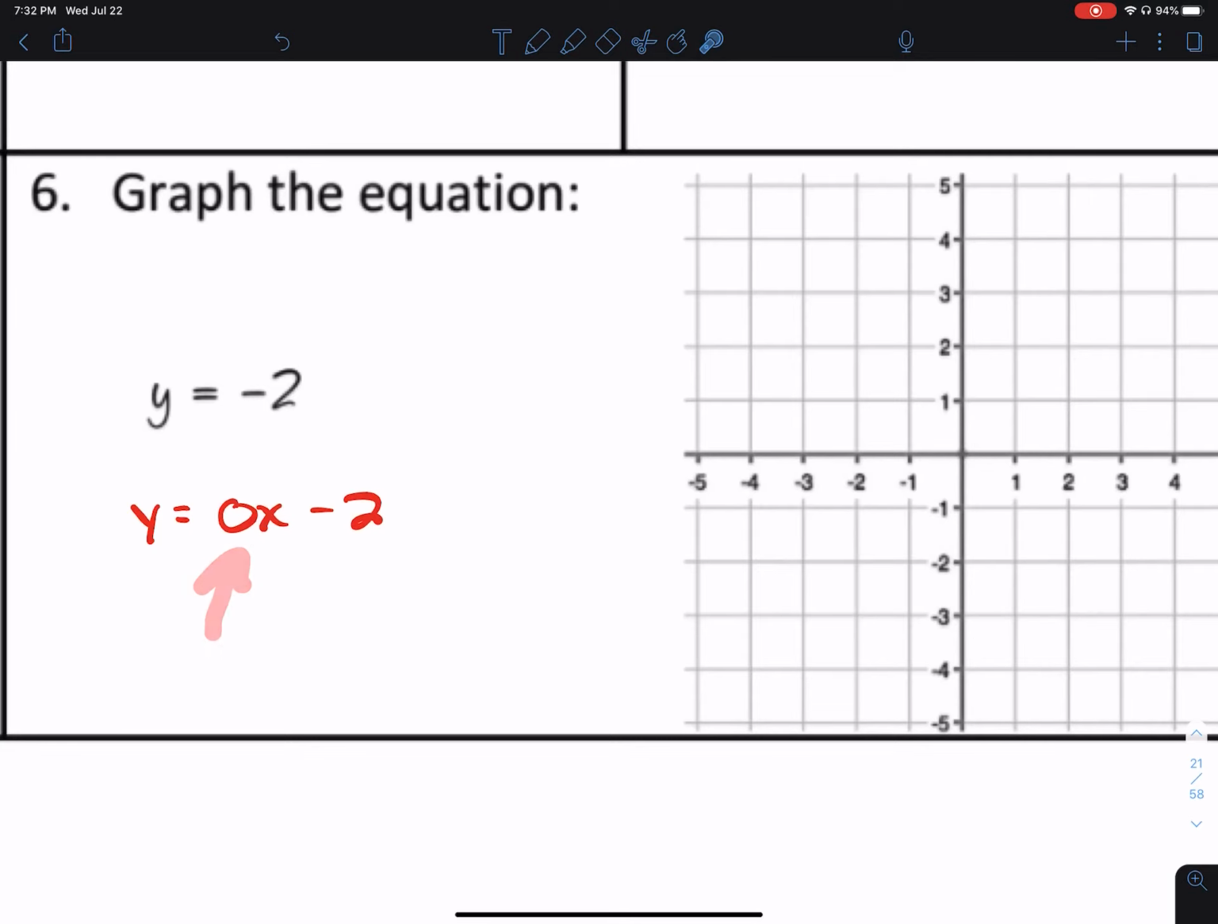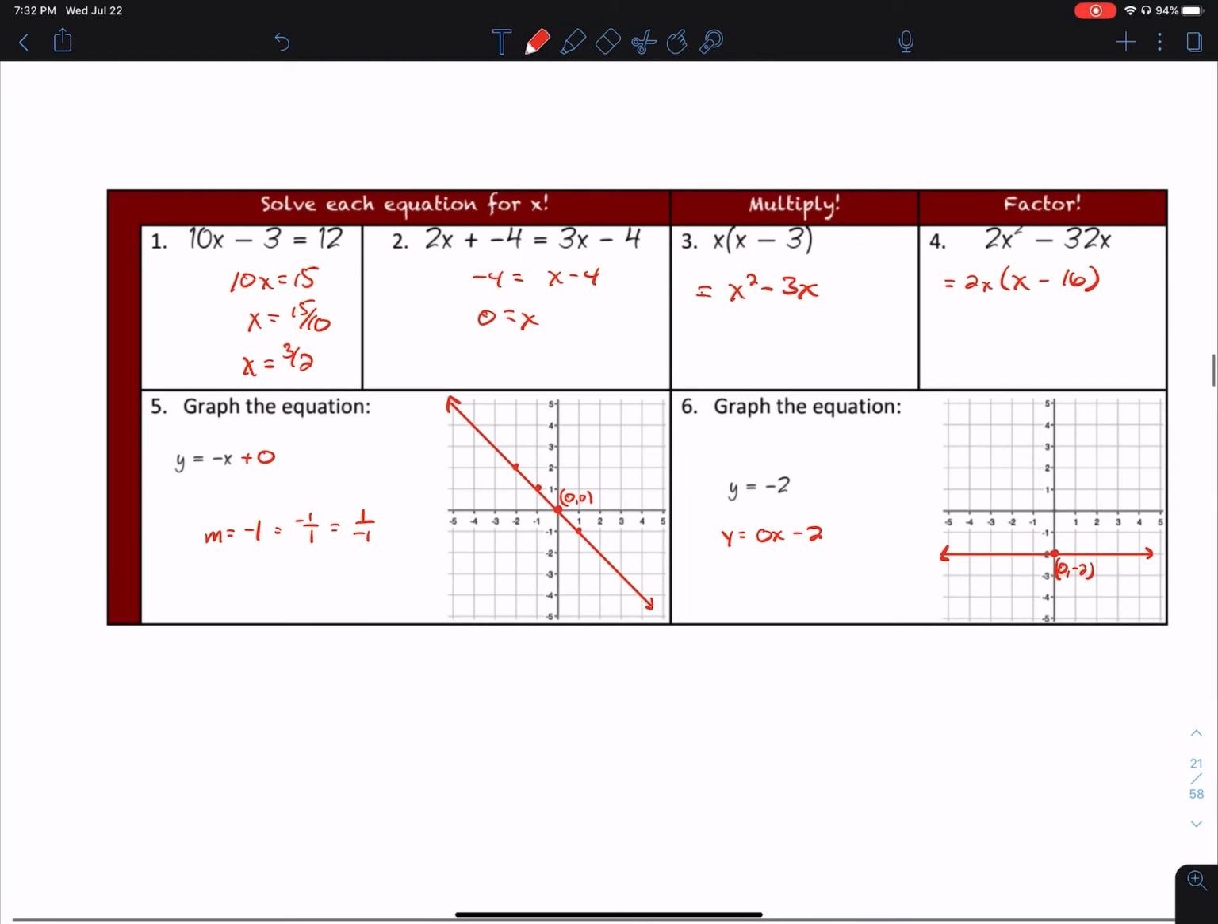Slope is 0, so you go up or down 0, you go left or right, however many you want, and this is your y-intercept. I suggest always start with your y-intercept of 0, -2. If it's y equals a number, the slope is 0, it's always a horizontal line. So we draw a horizontal line through this, and we're finished.